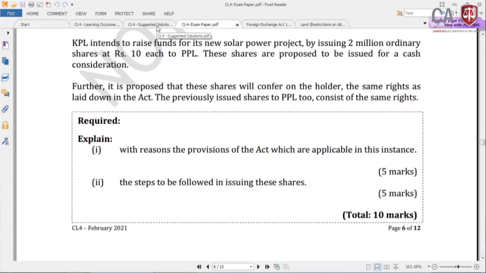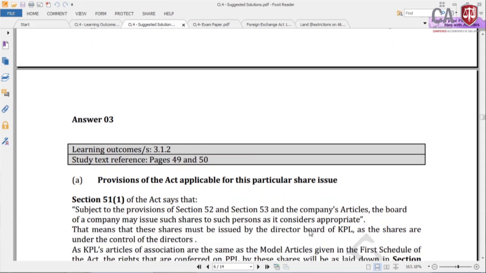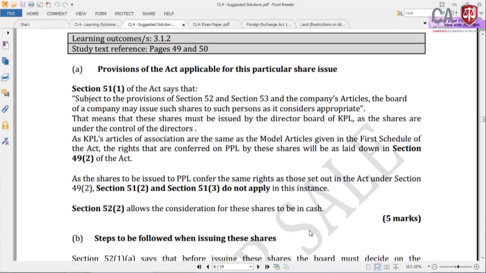So, now giving a detailed answer, you need to go to section 51(1) of the Act, which says that subject to the provisions of sections 52 and 53 and the company's articles, the board of a company may issue such shares to such persons as it considers appropriate. That means that these shares must be issued by the board of directors of KPL, as the shares are under the control of the directors.